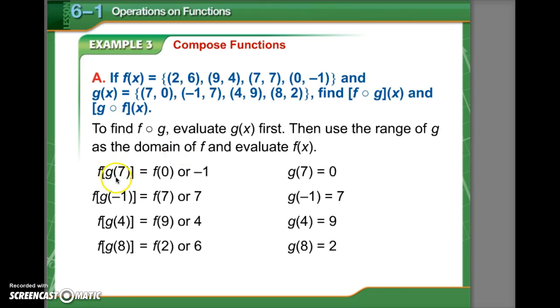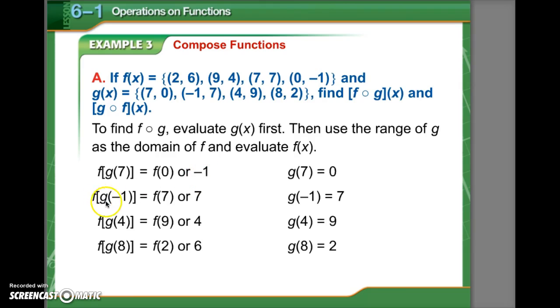So for example, if we wanted to find f composition g of 7, we first would do g of 7. g of 7 is 0. The y value for 7 is 0. And then we find f of 0. F of 0, here's 0. F of 0 is negative 1. So f composition g of 7 is 0. I mean, it's negative 1, sorry.